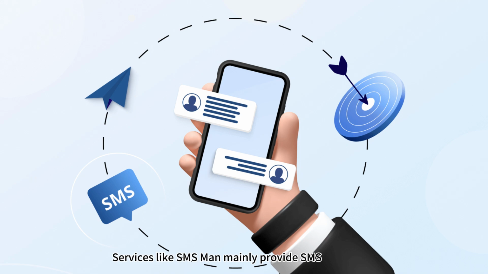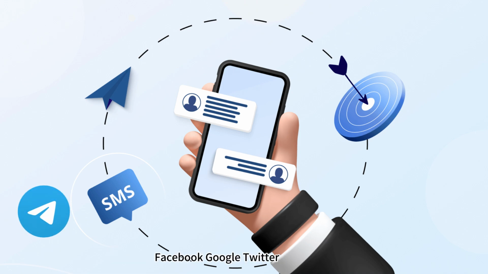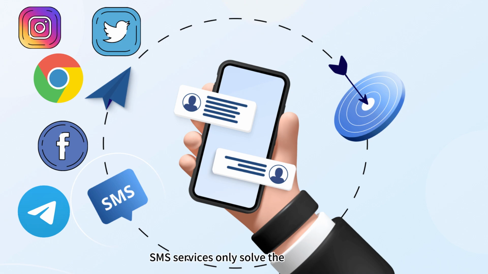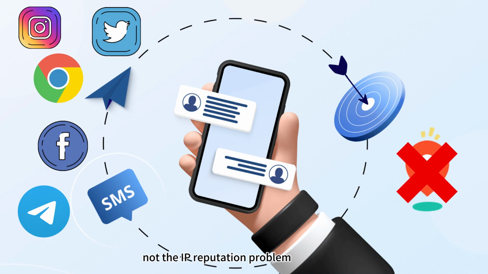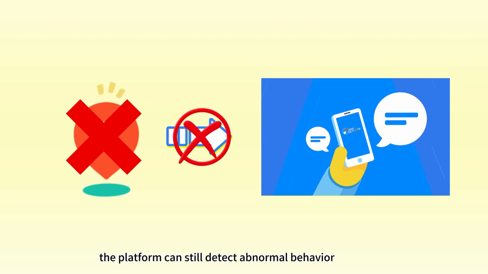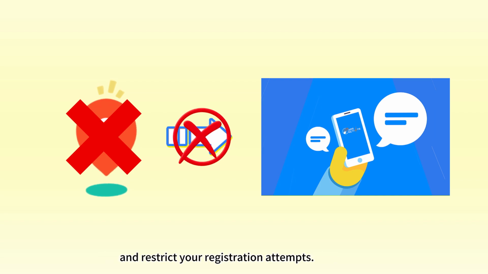Services like SMS Man mainly provide SMS verification codes that allow you to register accounts on platforms like Telegram, Facebook, Google, Twitter, and Instagram. However, SMS services only solve the verification code problem, not the IP reputation problem. If your IP environment looks suspicious, the platform can still detect abnormal behavior and restrict your registration attempts.